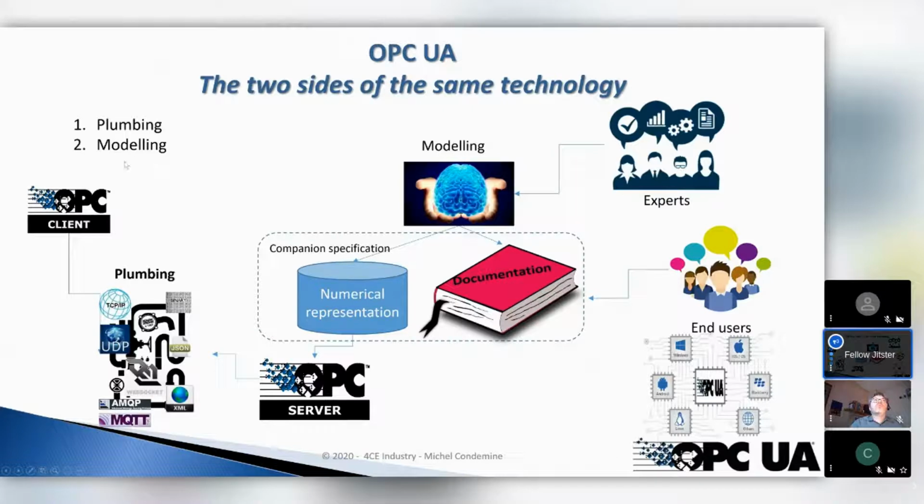The second aspect of the technology is the modeling capabilities of OPC UA. It's very unique in OPC UA. The modeling aspect is created through a companion specification, and the companion specification is made of one numerical representation of the companion specification, let's say just a file, an XML file conformed to a schema, and the documentation of this numerical representation. It's created by experts and it's used by the end user that deploys this companion specification on the field, on a real plant.